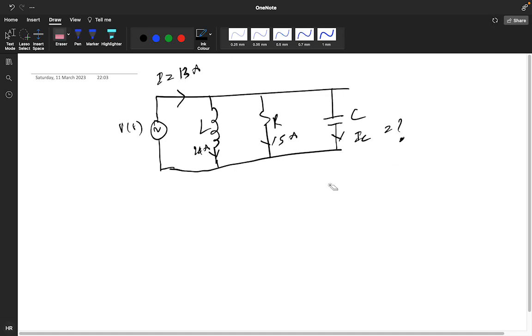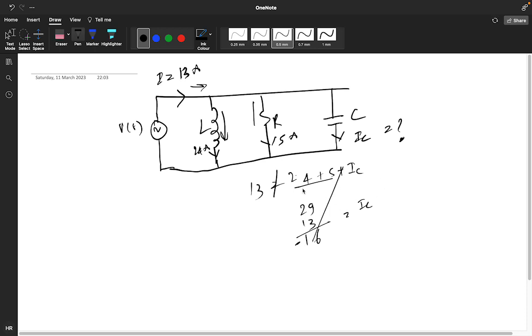If you think like this, then it's fine. I thought you guys would think like this: 13 is coming, that means this branch current, net incoming current, you will directly add it. So this is not going to happen here. If 13 is incoming, and these are outgoing currents, then 13 will not be equal to outgoing 24 plus 5 plus IC. 24 plus 5 is 29. If you subtract 13, you get minus 16. So this is not a correct answer.